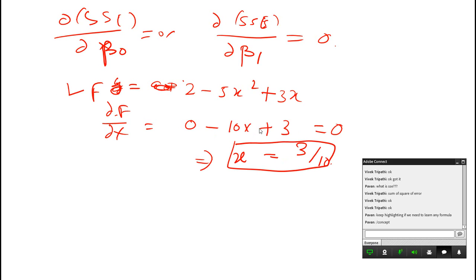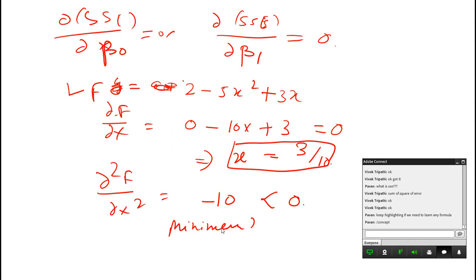If I take another derivative of this function, d square f by dx square, what do I get? Only minus 10. So this is less than 0. Hence, I conclude that at x equal to 3 by 10, the function attains its extreme value, right?